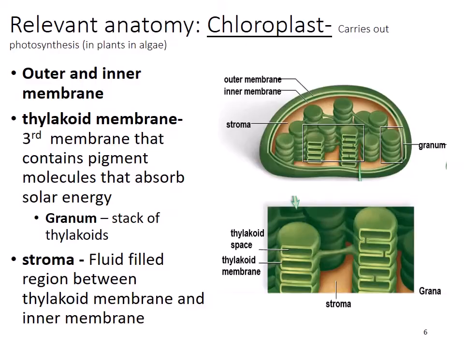So this is kind of silly, but if you think of the granum as like a stack of pancakes, each pancake would be a thylakoid, and then the stack would be the granum, and if we have lots of stacks, that would be grana, which would be plural, and then the stroma, since it's the liquid portion, it would be like the syrup on the pancakes there. Just like with the mitochondria in cellular respiration, it's helpful to know the chloroplast anatomy so we can understand the location of the different reactions and understand the structure of the chloroplast and how that relates to the reactions that are occurring.